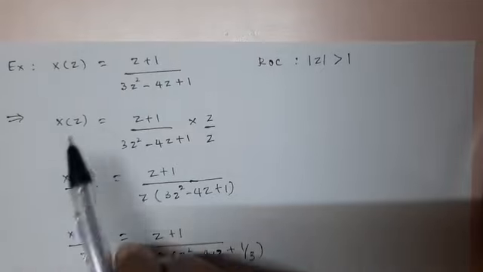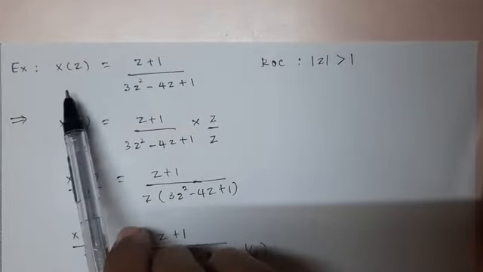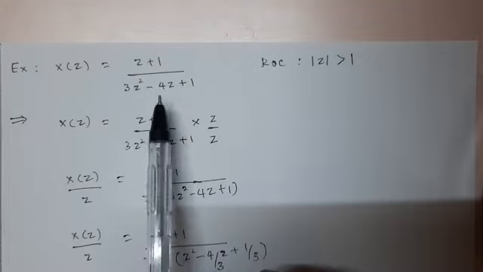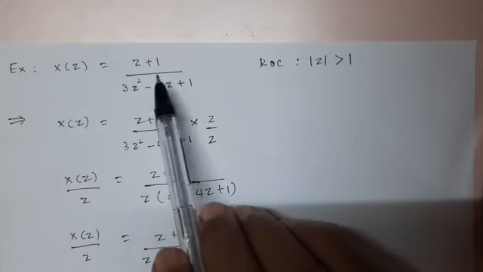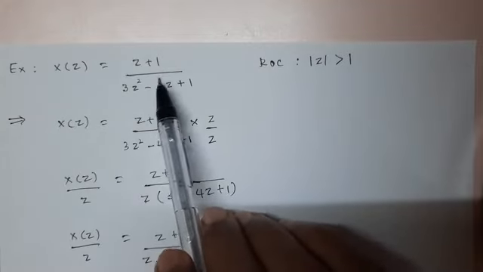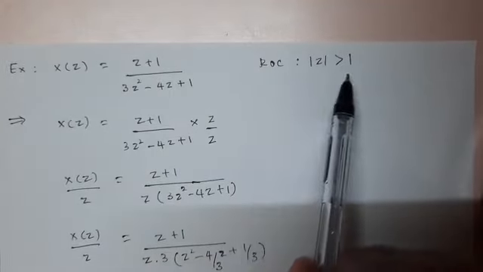So we'll go for the next example. X of z equal to z plus 1 divided by 3z square minus 4z plus 1, and you are asked to find the inverse z transform of this given equation for ROC z greater than 1.